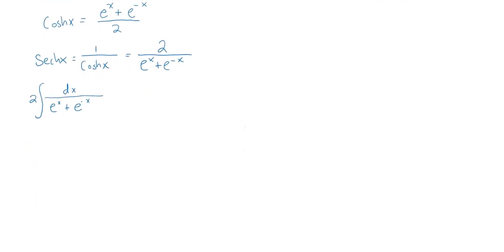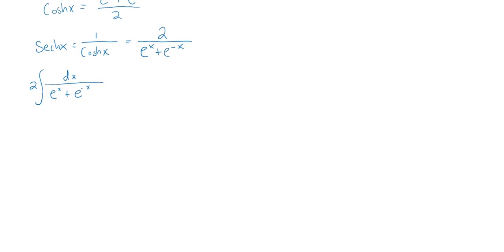So what we can do now is realize that we have this e to the minus x, and if we were able to get rid of that and just have everything in terms of positive powers, I think it would be a whole lot easier for us to move forward. So what we'll do is multiply the top and the bottom by e to the power of x. So we get 2 times the integral of e to the x on top, and then for our denominator, we get e to the x times e to the x, which is e to the 2x.